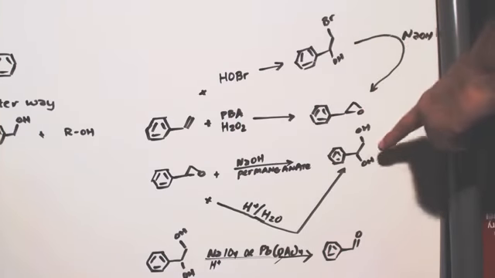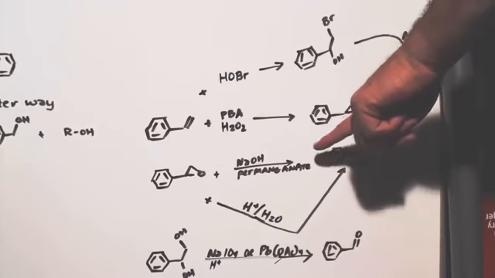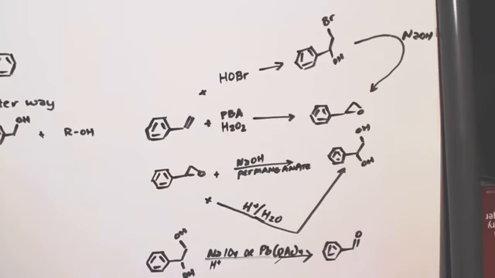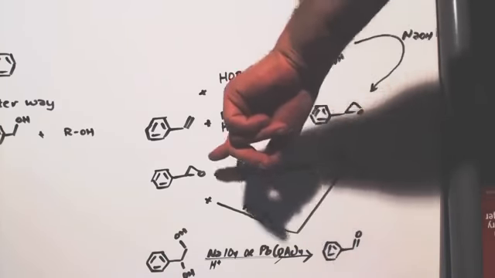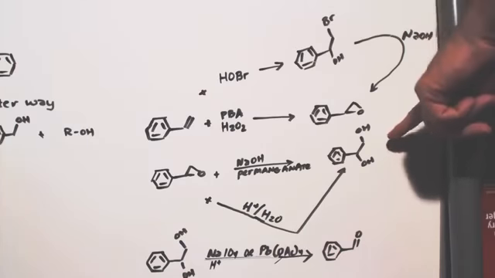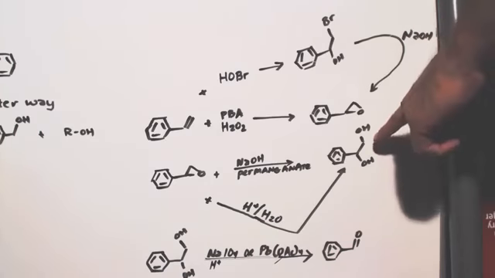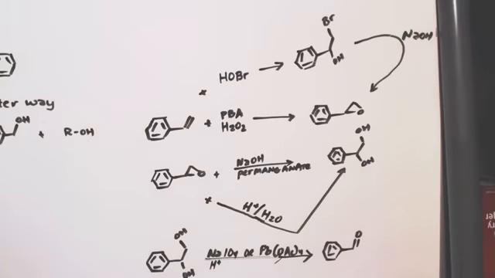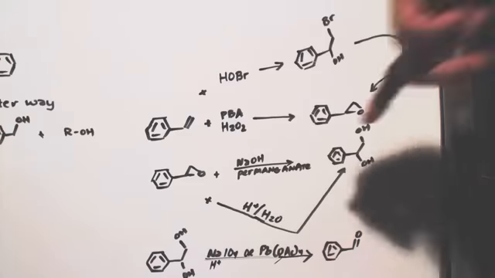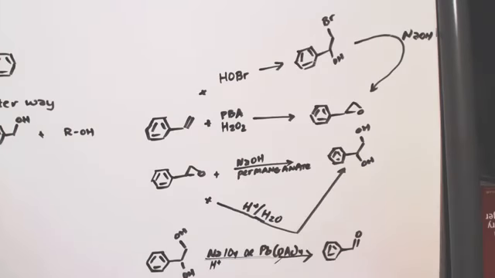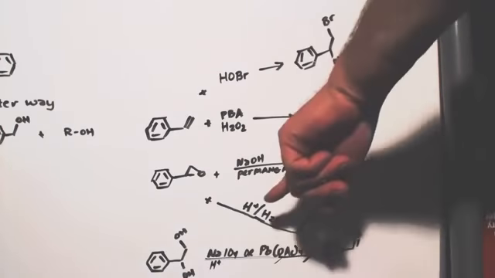Now you can go two ways to get your diol. Either the basic alkaline permanganate, or you can hydrolyze it with water and acid, and one will be cis and one will be trans, but it doesn't matter if you got your diol. Now you can break that diol up. See, here's a diol there.